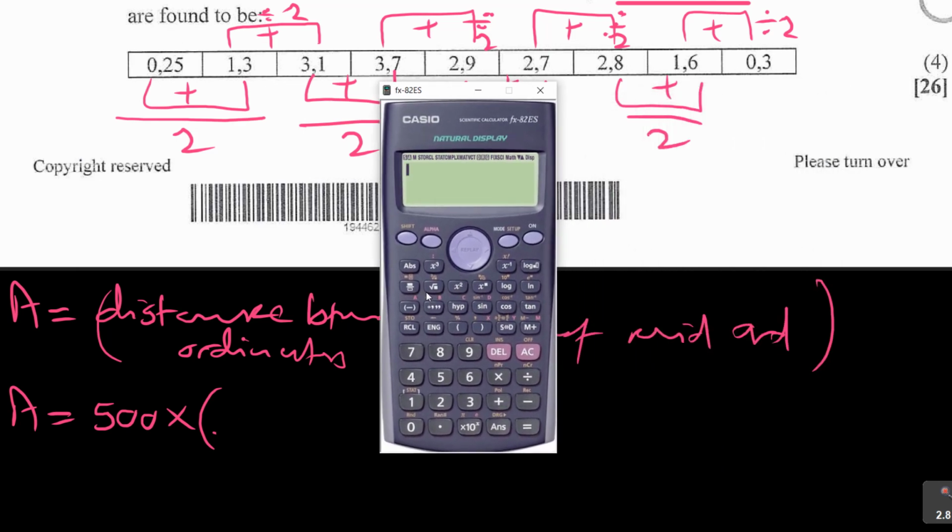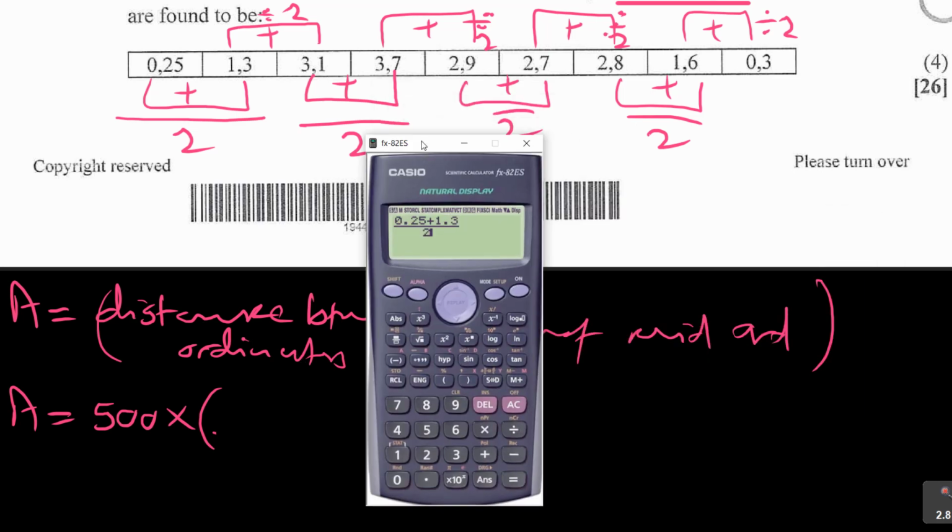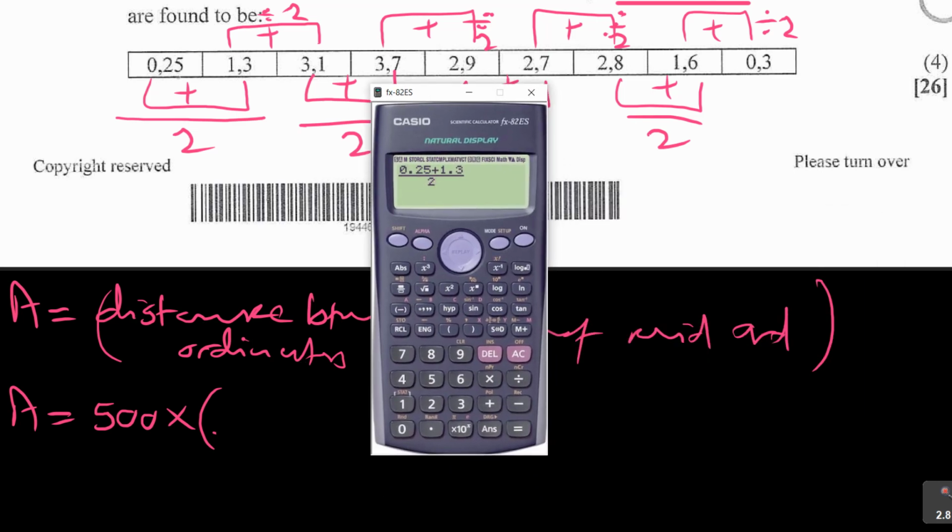So the first one is, look at this. You start with the first one, 0,25 plus 1,3, you divide it by what? By 2. Sum of distance between ordinates times what? Sum of mid-ordinates. So that's the mid-ordinate. The mid is this plus that divided by 2. You continue, plus, what's the next one? 1,3. Again, 1,3 plus 3,1 over 2.